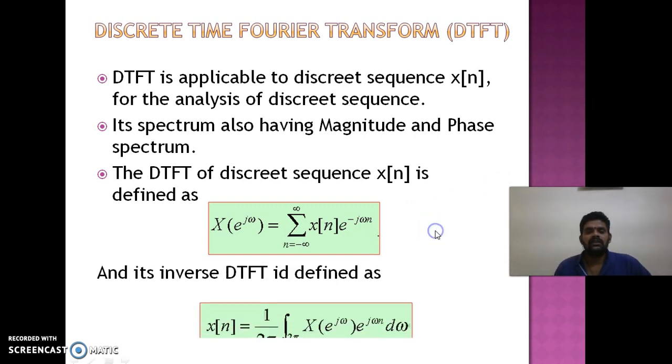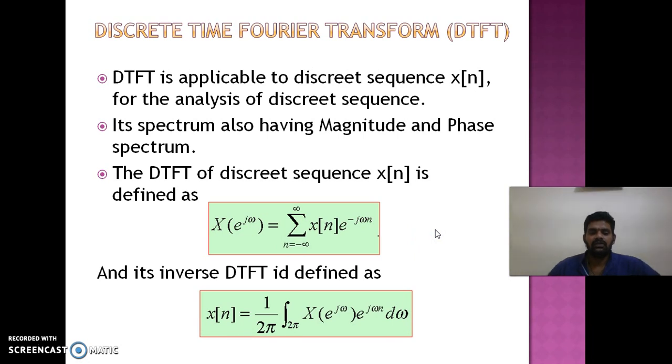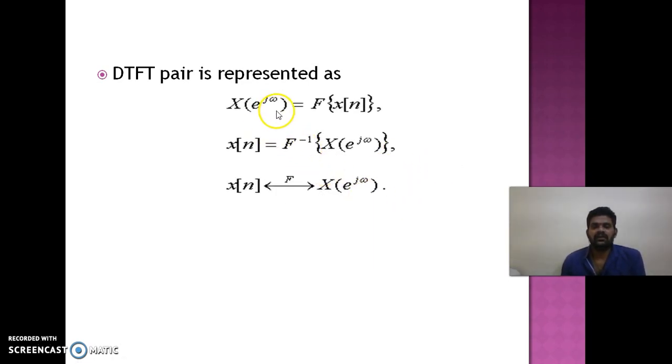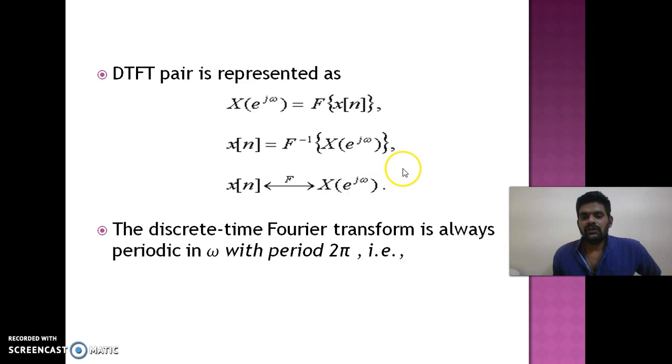The inverse DTFT is x of n equal to 1 by 2 pi integral over 2 pi of X of e power j omega into e power plus j omega n d omega. That is the inverse DTFT. The DTFT pair is represented as x of n and X of e power j omega, where X of e power j omega is the Fourier transform of x of n, and x of n is the inverse Fourier transform. E power j omega is sometimes called small k in some textbooks.